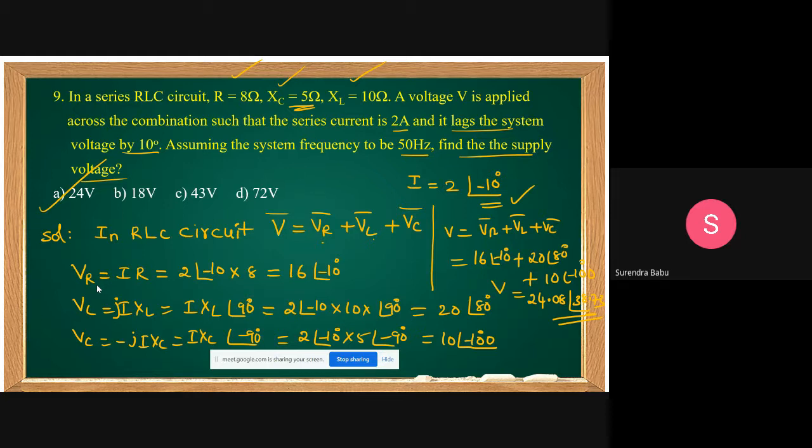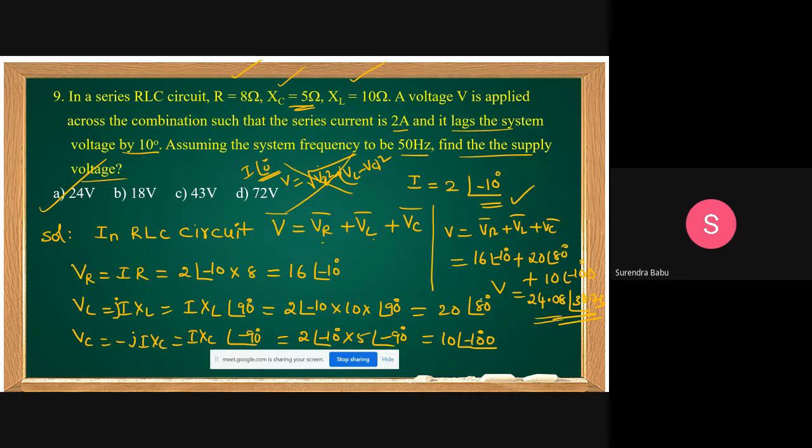If you directly apply the formula V equal to square root of VR square plus VL minus VC whole square, you can get a wrong answer. Because this formula is derived with the assumption of I at angle of 0 degrees, where current is the reference. But here I is at angle of minus 10 degrees. That's the reason why you shouldn't apply this one. If you apply it, you get nearly 18 or 18.5 volts, but that is wrong.